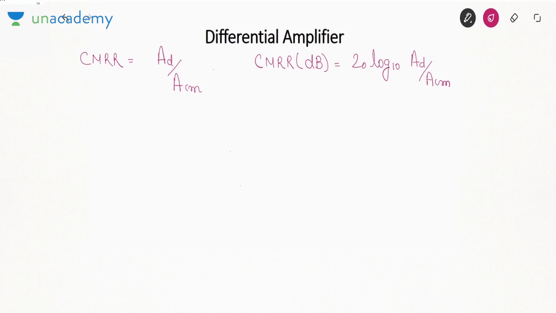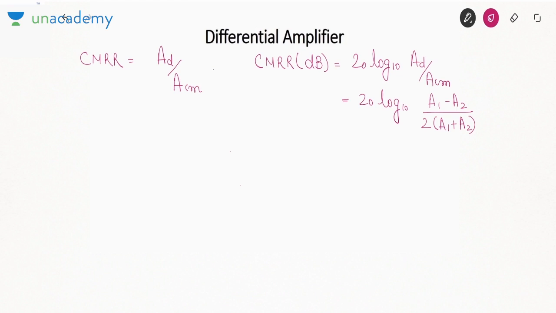Okay, so if you want, you can also express it completely. AD is A1 minus A2 by 2, ACM is A1 plus A2. So there we are not approximating anything, we are just taking the value of A1 and A2.